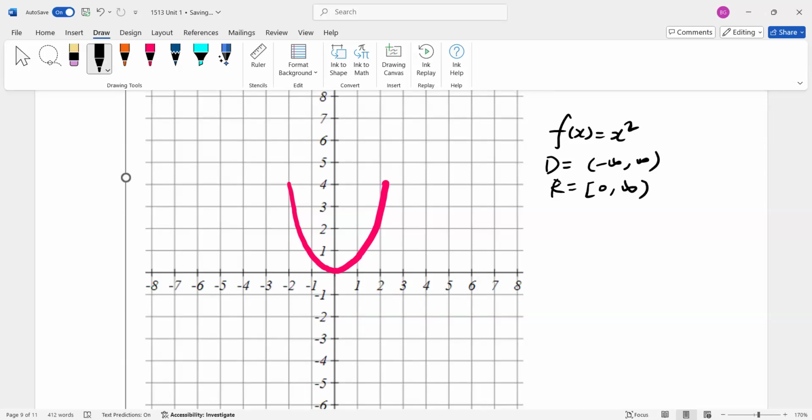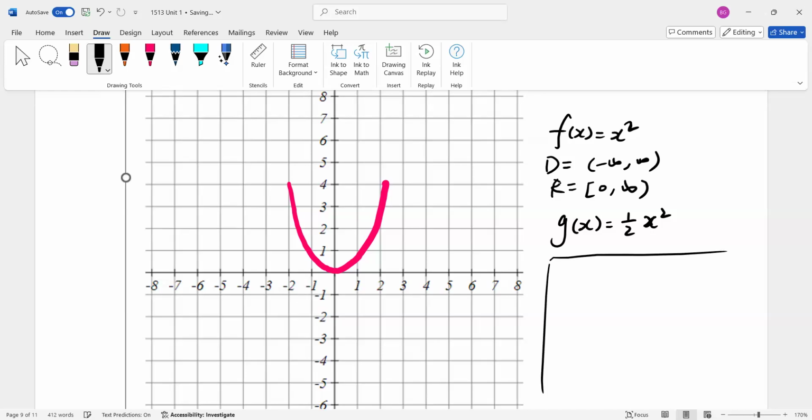So we want to talk about the daughter function, g of x equals 1/2 x squared. We got the daughter function by multiplying the mother function by half. All the y values will become half the size of the original y values. So let's see what happened here.